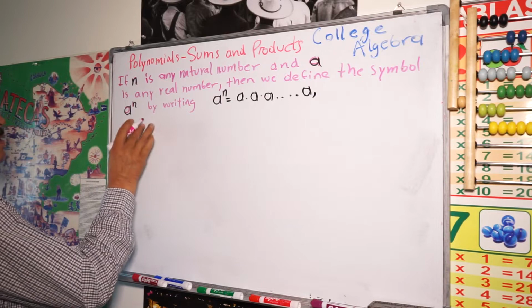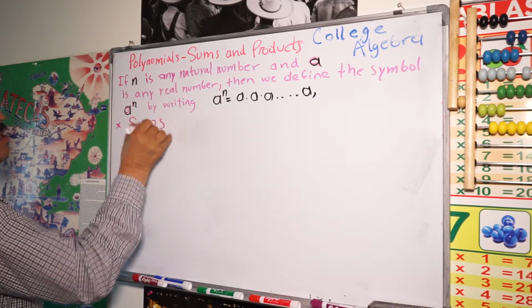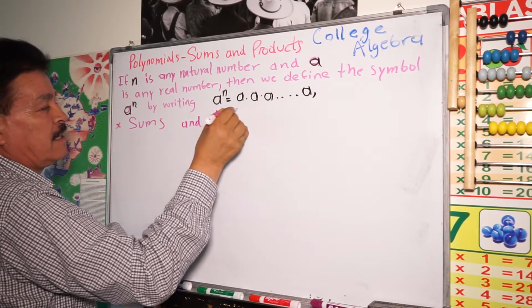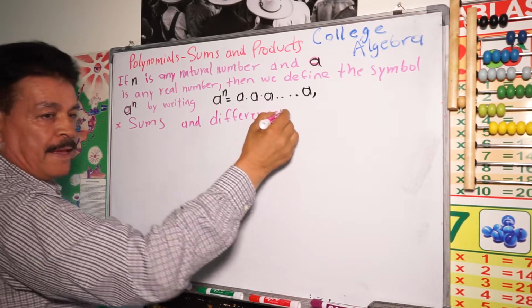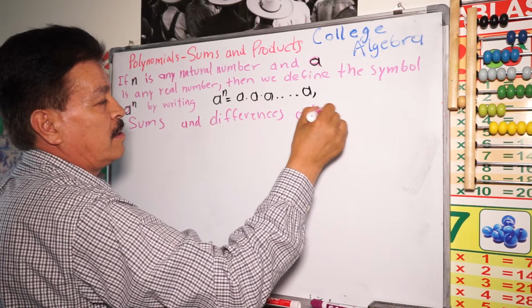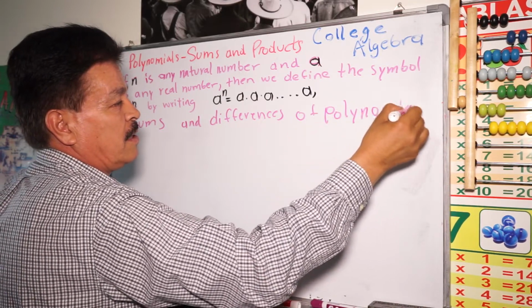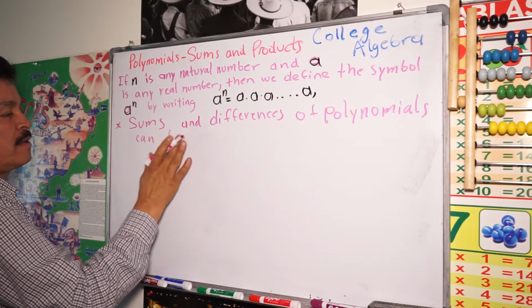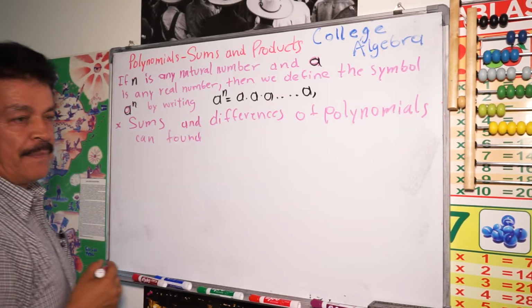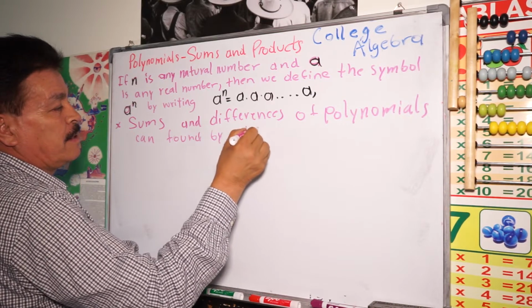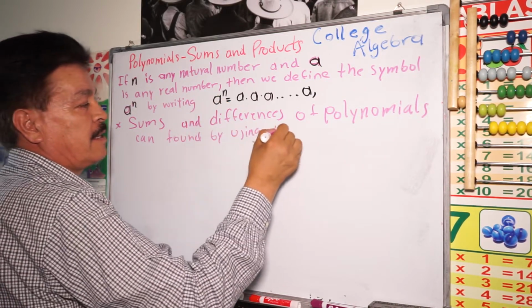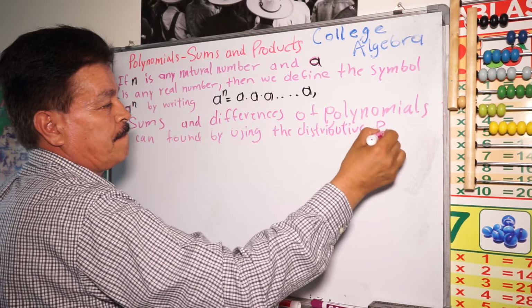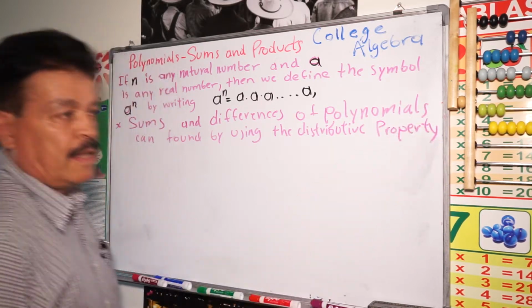Actually, sums and differences of polynomials can be found by using the distributive property.